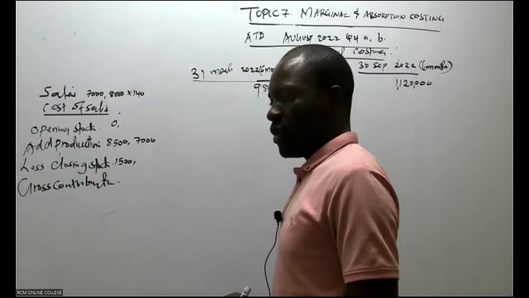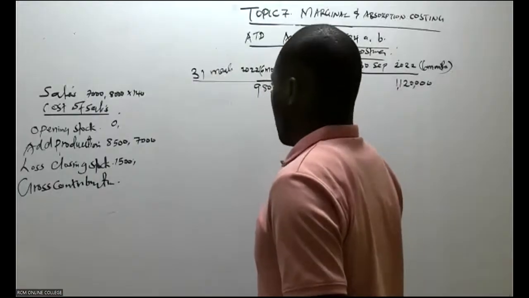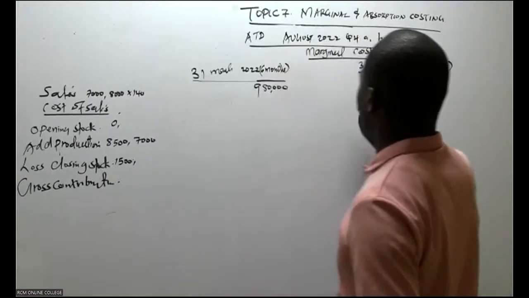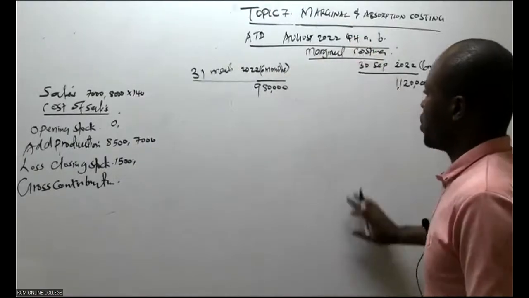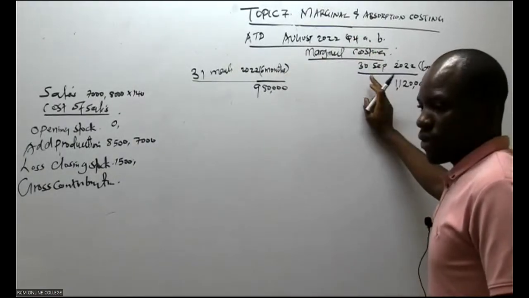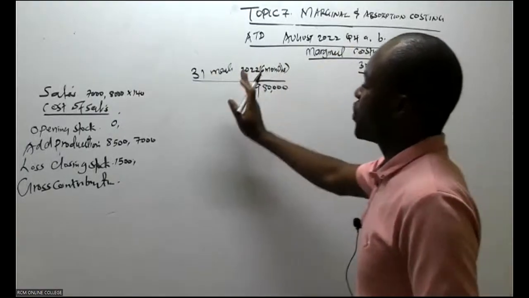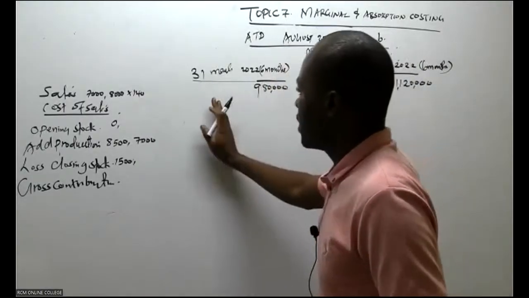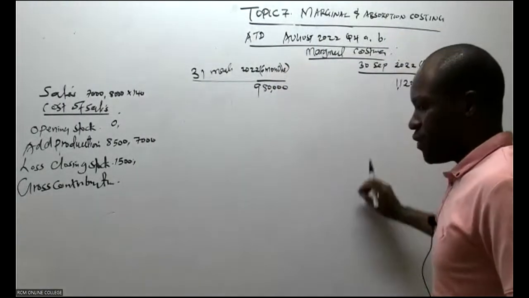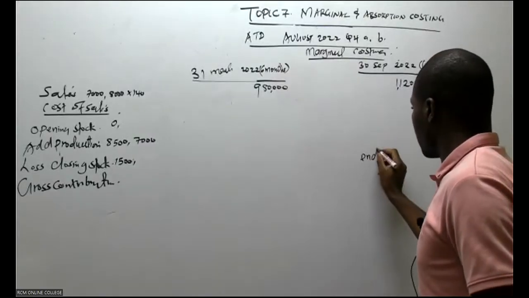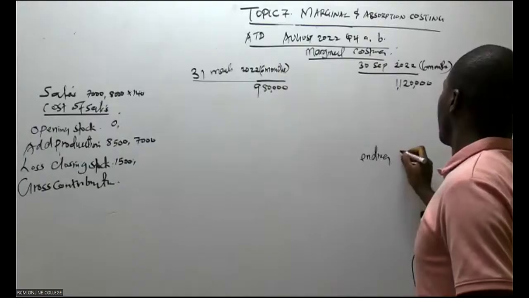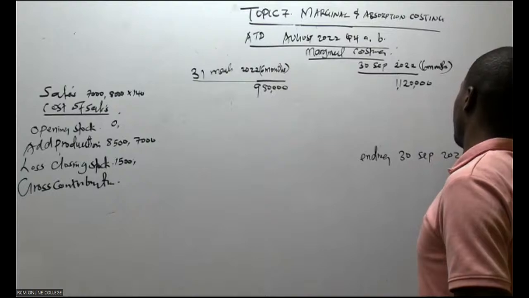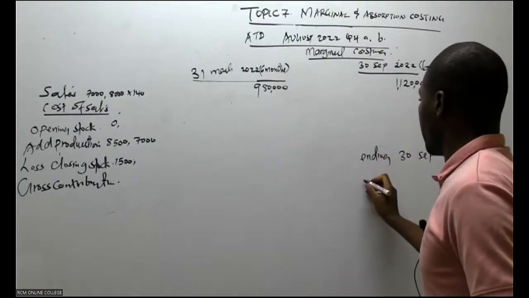Can we clarify the opening stock? Opening stock, what are we told? The financial year here, let's say this is the financial year. They have just decided to divide it into 6 months, the first 6 and the last 6. But the financial year of this company is ending on 30th September 2022. When was it beginning?